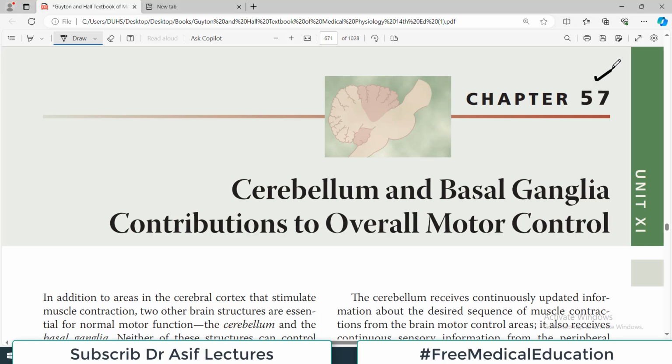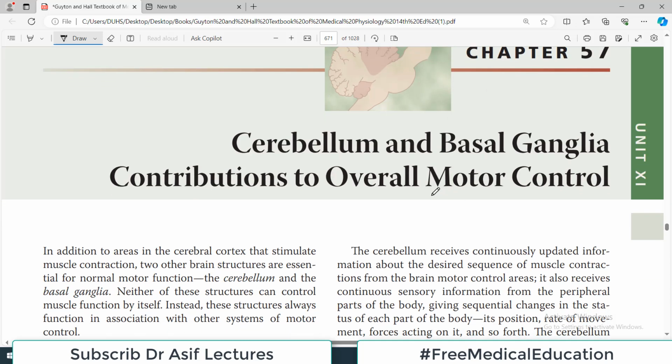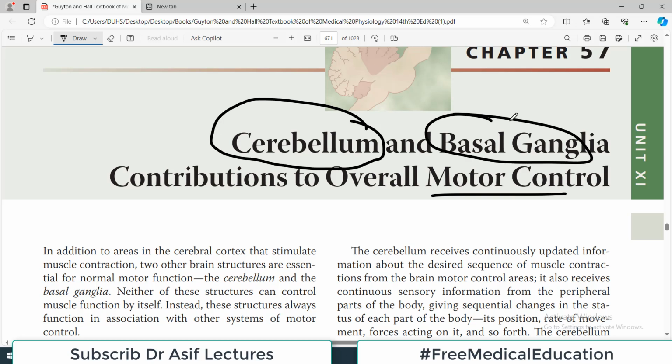Today we are going to do chapter number 57, which talks about the motor control of these two important structures in our brain, the cerebellum and the basal ganglia. Remember, the basal ganglia is the accessory motor system, and we'll talk about the cerebellum and how it interacts with different parts of your brain.